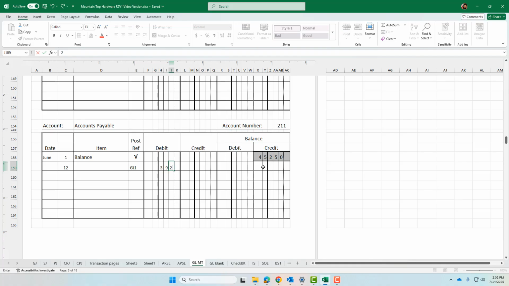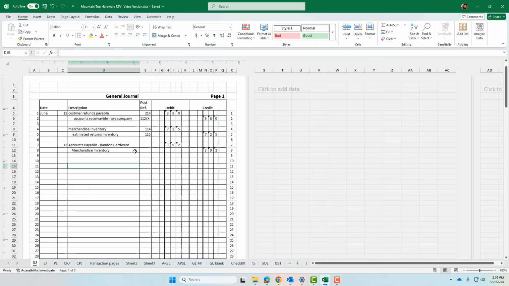That will make the balance of this account, let's see, $45,250 minus $392 gives us a balance of $44,858 in this case. Okay. Now the posting reference for this is 211, so back in our general journal we're going to put 211 right there, but we also have to update our subsidiary ledger, which is going to cause us to have a split posting reference, and I'll come back and fix that once we update our accounts payable subsidiary ledger.